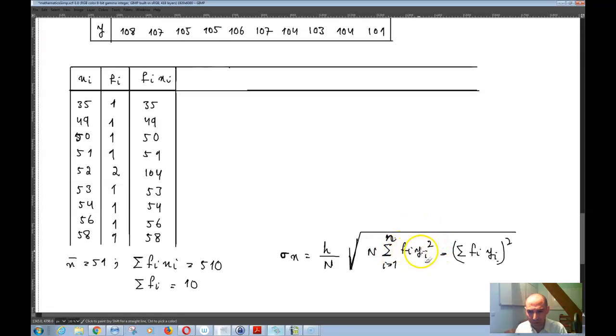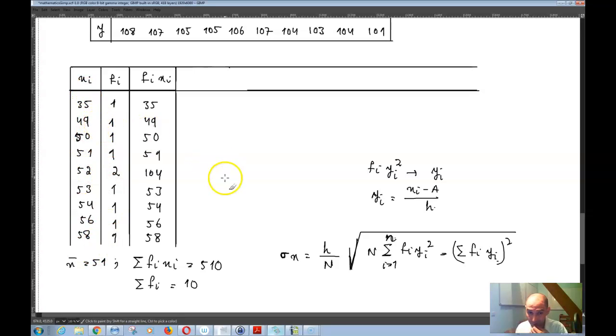For example, I need f of y squared. In order to calculate that, I need f of y of i squared. In order to calculate that, I need y of i. To calculate y of i, we defined y of i as x of i minus a over h. A is the assumed mean of the data, h is the class size.